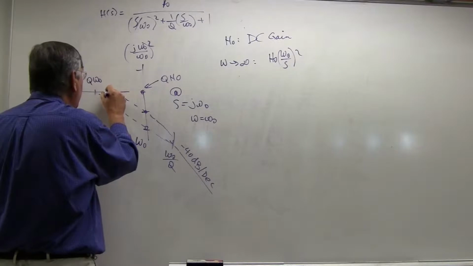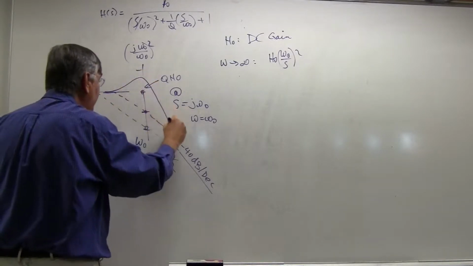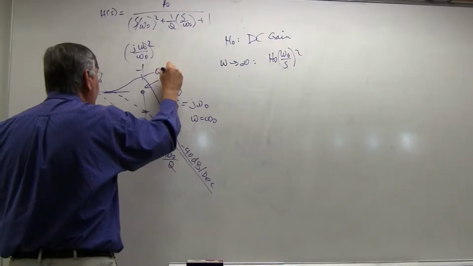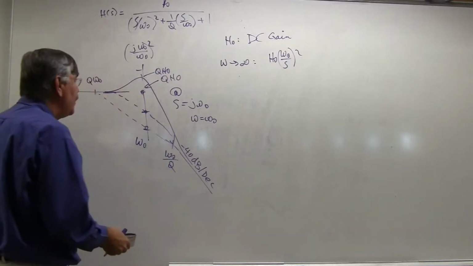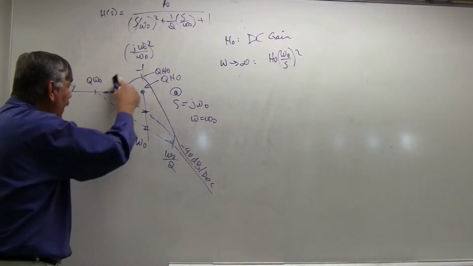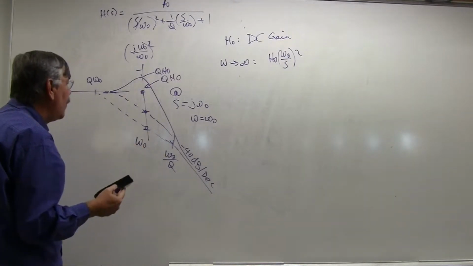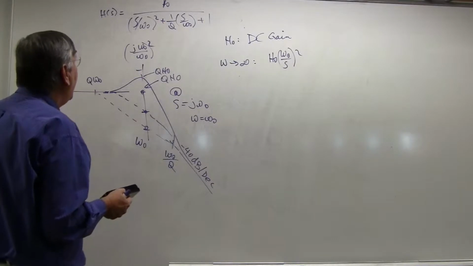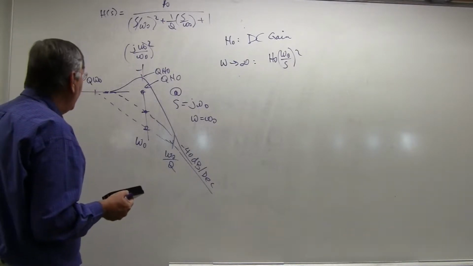And if Q is greater than 1, then we'll have peaking as we come out of here, again with the value always Q times H0. So that helps us get an idea of what these different plots look like. And plots with Q not too far from 1 are frequently very useful in filters. We talked about that before.